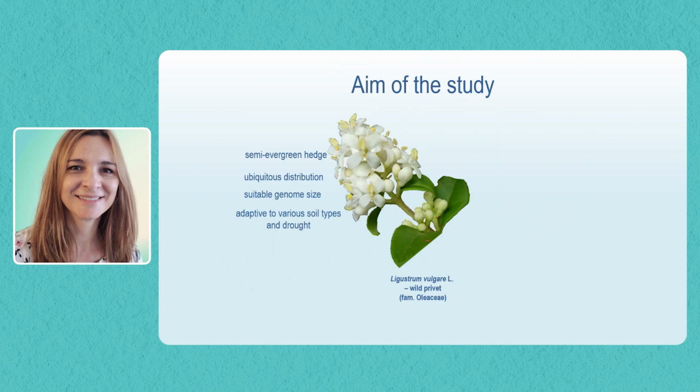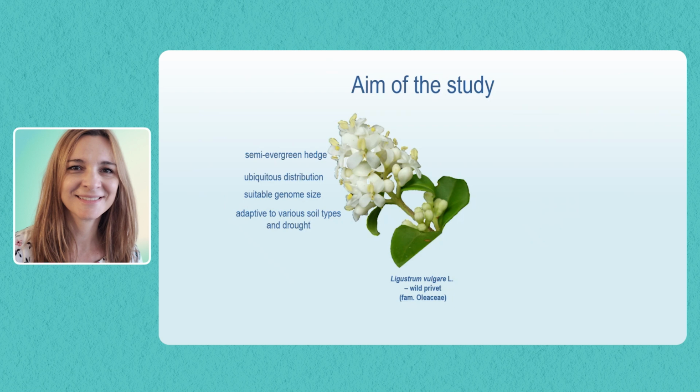So what was the aim of our study? We wanted to find out the new model for plant Comet Assay, and we wanted to identify a plant that is available through the whole year, that is also widely distributed, that has suitable genome size because it affects the plant Comet Assay, and it also can live in different soil types and different environmental conditions.